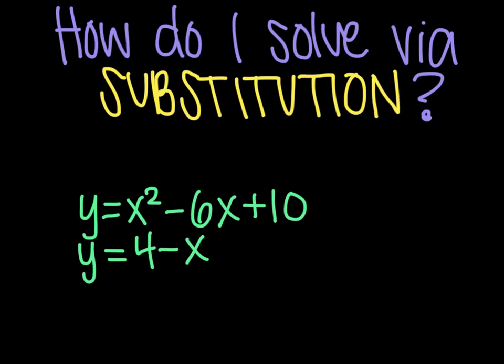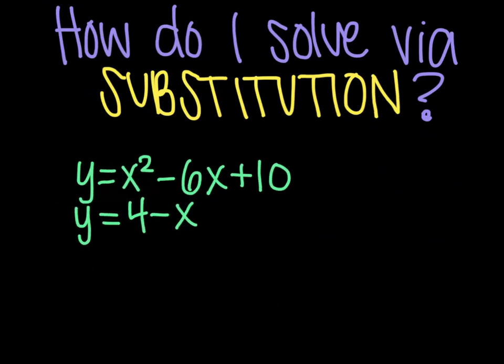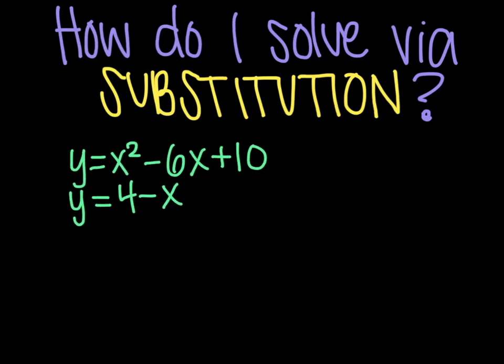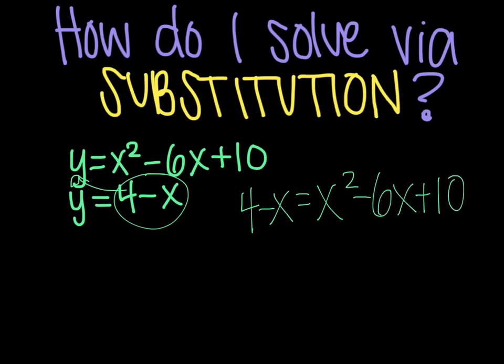How do you solve via substitution? Remember, substitution is when you replace something in for another. And so in this one, we're going to replace what y stands for in for y. So I'm going to just take this piece and drag and drop it in for y. So we have 4 minus x equals x squared minus 6x plus 10. And then we're just going to subtract so that we get 0 on one side.